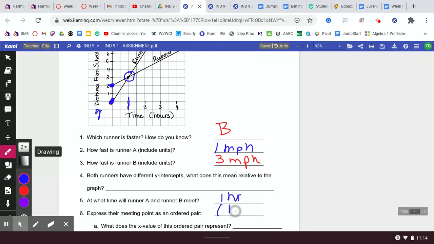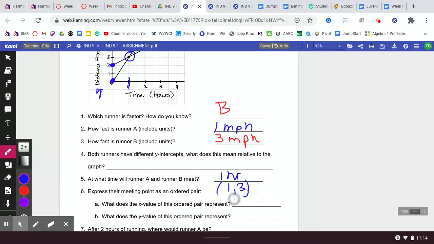Yeah. (1, 3). Ordered pairs are always x first, then y, and then they're in parentheses. Okay. Let's see. What does the x value of this ordered pair represent? Lexus? Yep. It represents the hours. And if you wanted to get really detailed, hours since leaving the school. And what does the y value represent, Michaela?